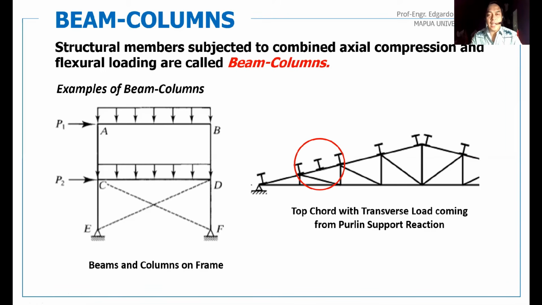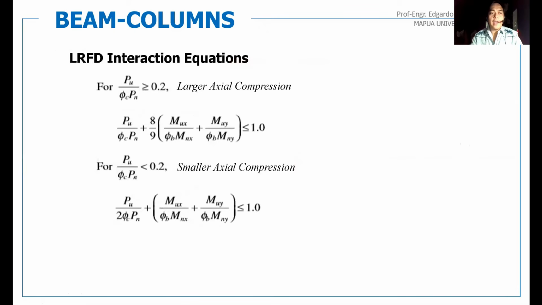Now, my question is, how do we analyze and design such beam column members? We have LRFD interaction equations that we need to follow. We have two cases. Number one is if the ratio Pu over phi Pn is greater than or equal to 20%, so the member is experiencing larger axial compression, meaning the member is more of a compression member.